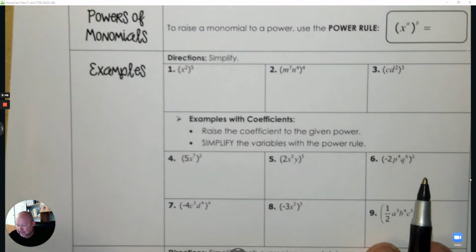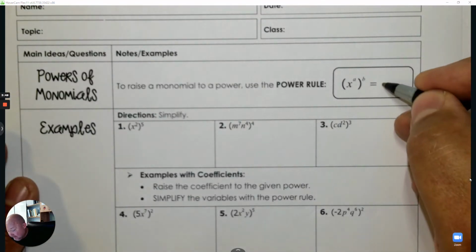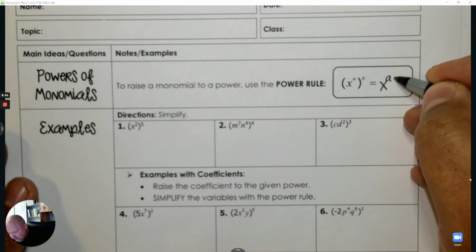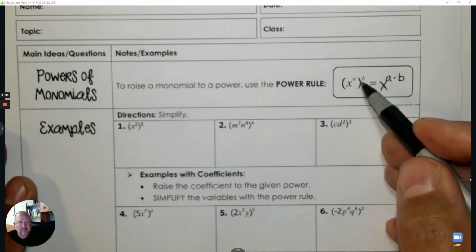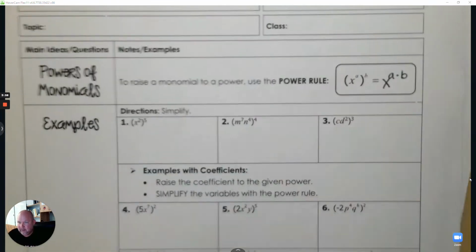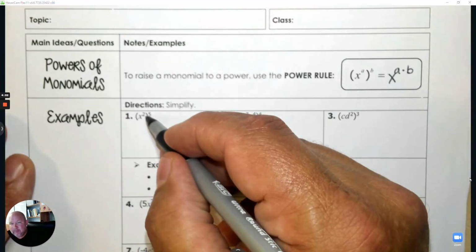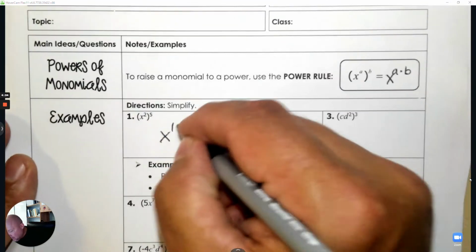I'm going to go back to powers of monomials. So the power rule is the next page. I didn't do that. When one exponent is raised to another exponent, you multiply it. So let's do that. I'll go back to the last page. It's going to be okay. So when one exponent is raised to another one, you multiply them.